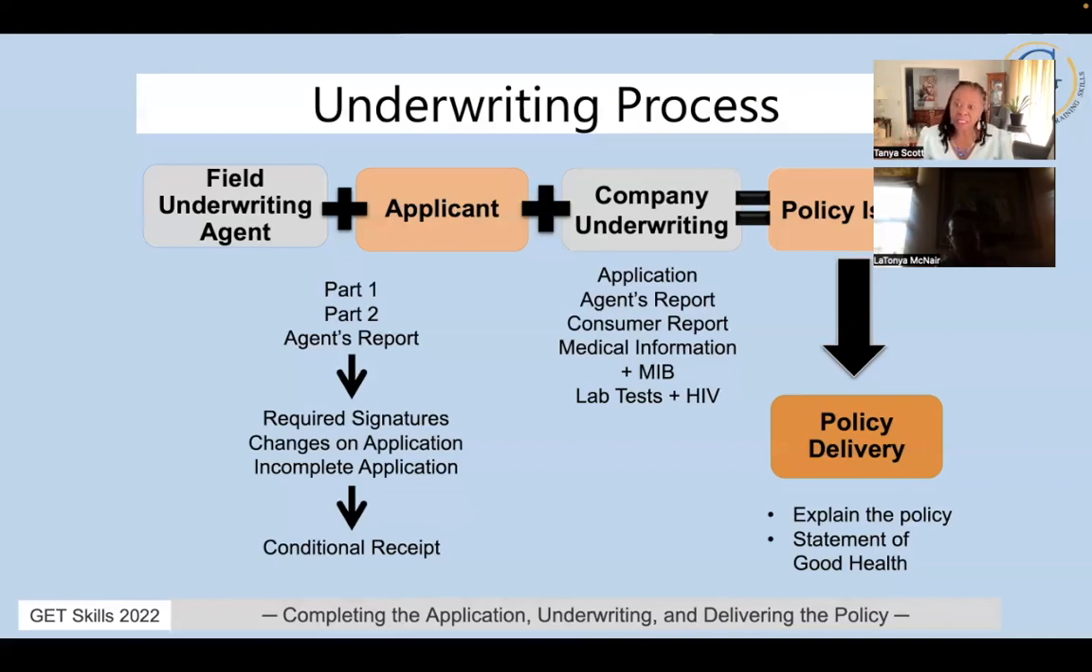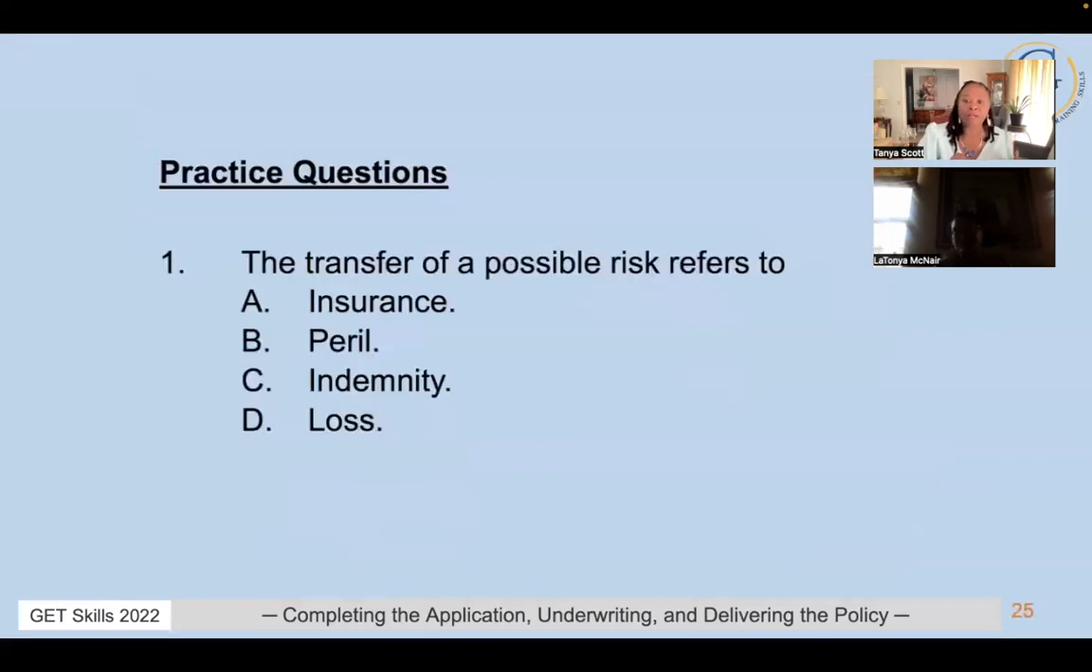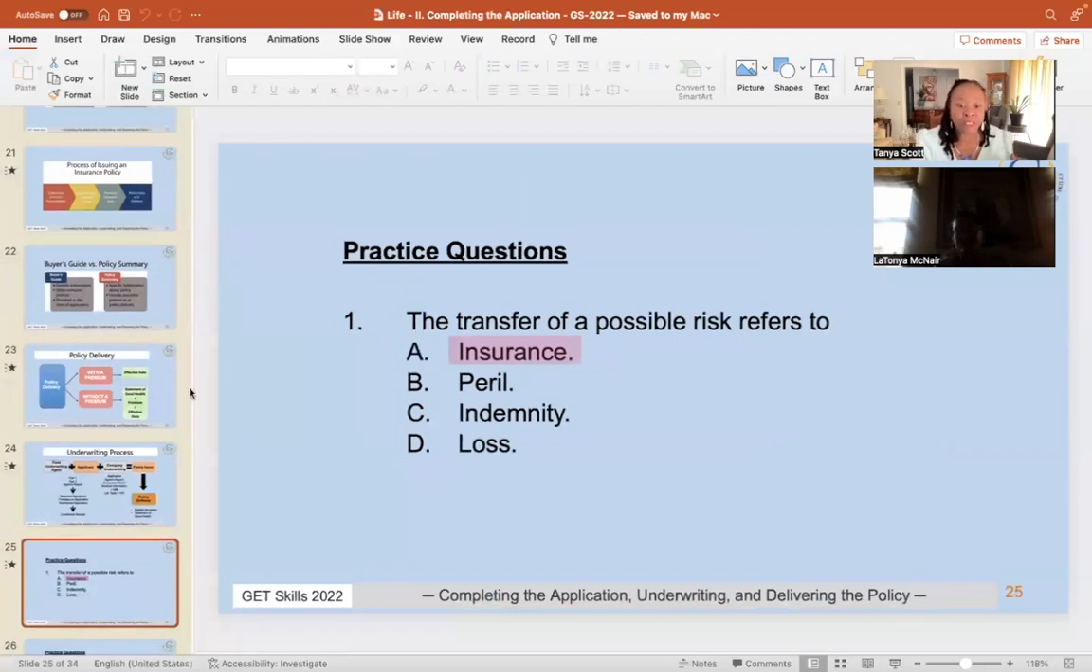If the policy is mailed, it is considered delivered. And then you still have a job to do. Just because it's there doesn't mean you're out of a job. You still have to go over and explain the policy and do a statement of good health. If you did not collect the money, you still have to get those signatures so that money can be withdrawn or the funds collected. So any questions?